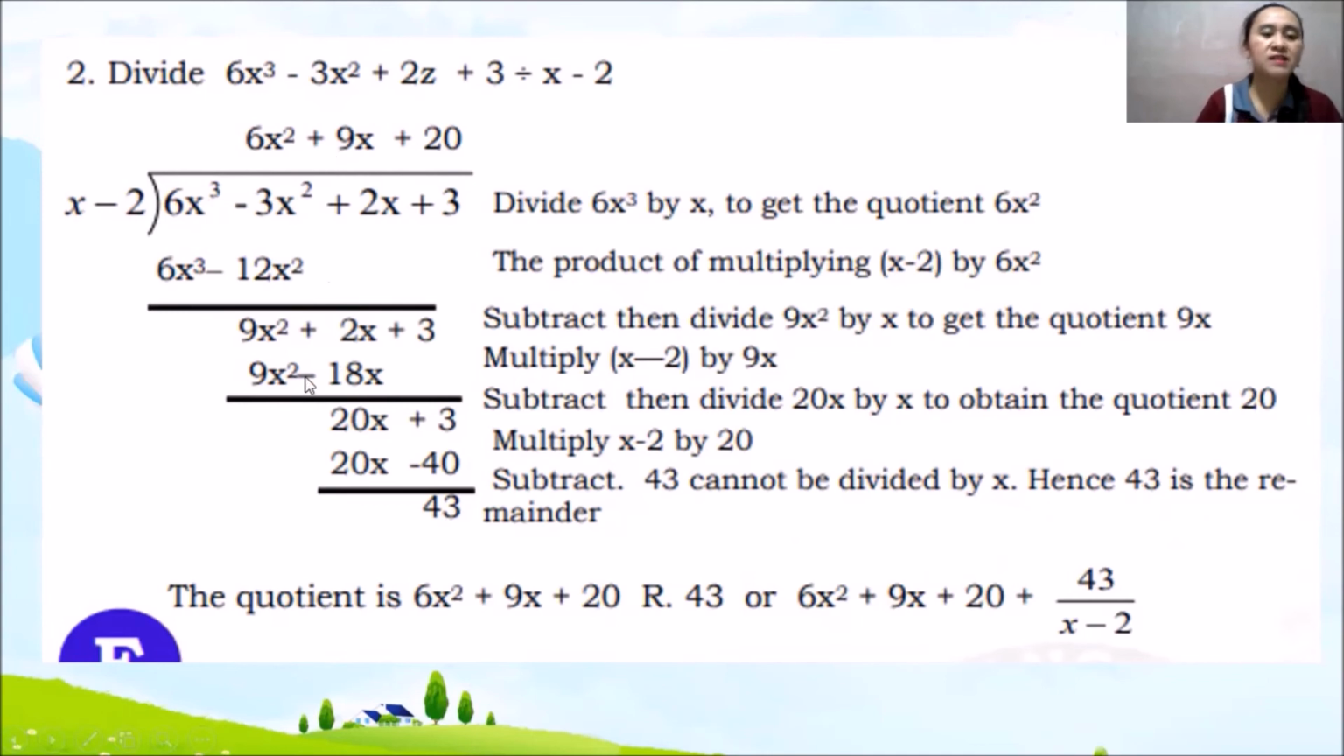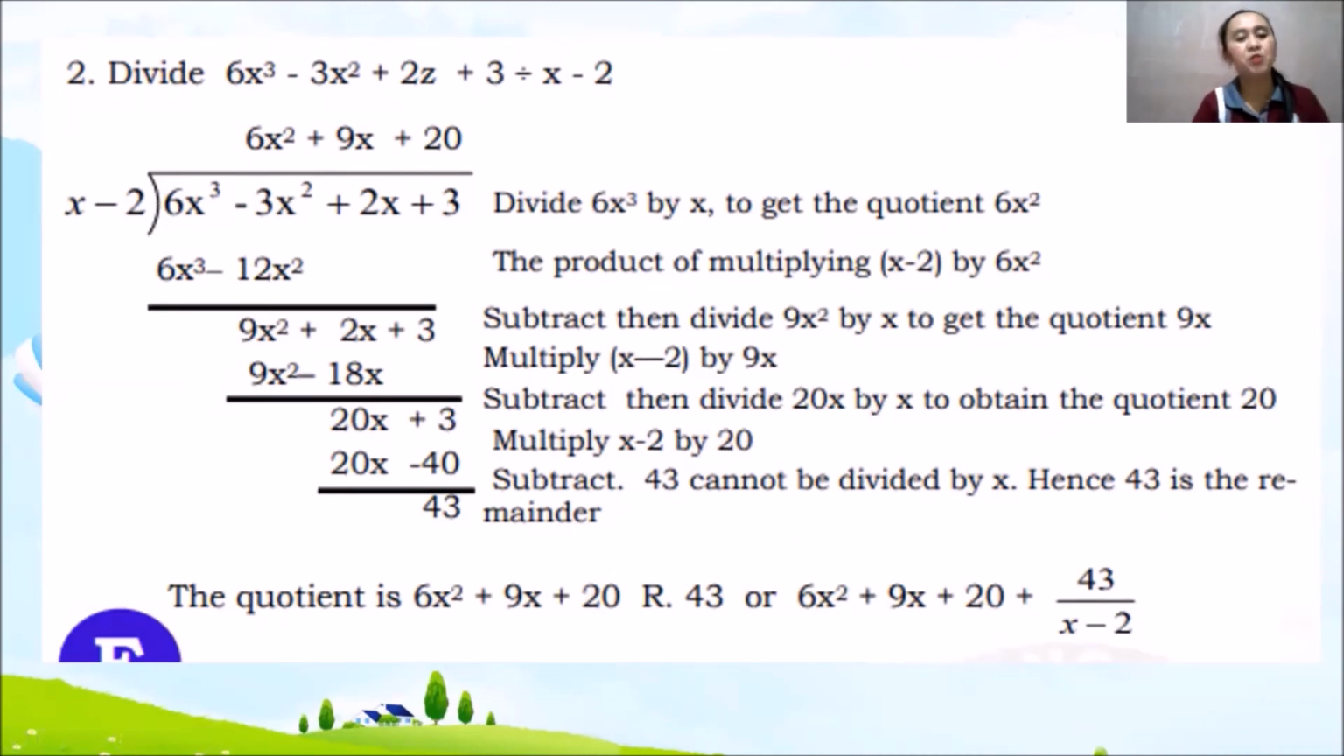9x times x is 9x squared. And 9x times negative 2 is negative 18x. Then change the sign, this minus 18x will become plus. Kaya add, ito ay 0. Then 2 plus 18 is 20, bring down x. Then bring down the last term, which is plus 3.